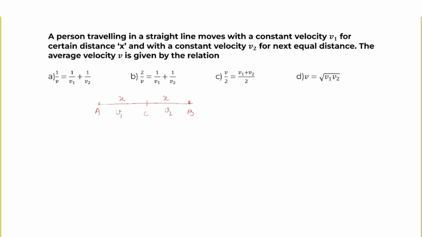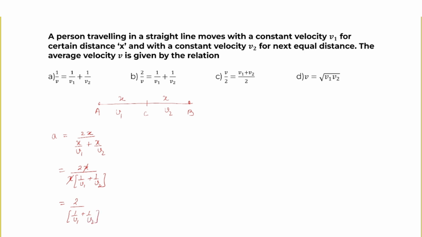The average velocity we can find as total displacement upon total time. So we can simply take it as 2x upon total time. Time taken to go from A to C and C to B will be distance upon speed, x by v1 plus x by v2. Now if we take x common, it will be 2x upon x times 1 by v1 plus 1 by v2. x cancels with x and we are left with 2 upon 1 by v1 plus 1 by v2.